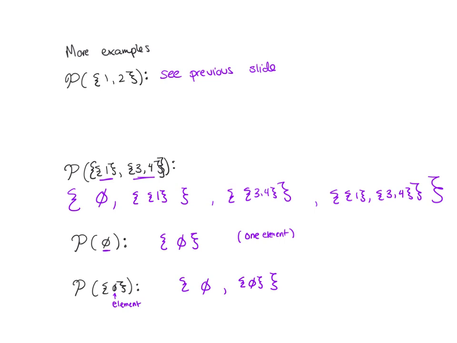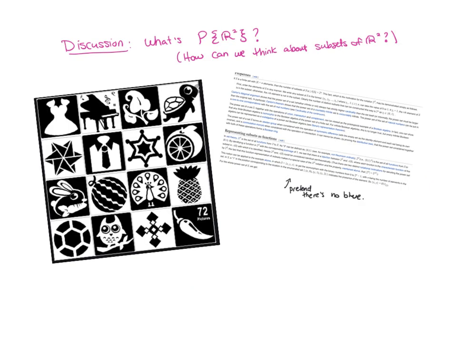The last thing I want you to think about is, what is the power set of R^2? So how can you think about subsets of R^2? How could you represent subsets of R^2? I have some pictures on the screen to guide your thinking. Pretend everything is all black and white. I want you to think about this, and this will be the last thing that we discuss in class.